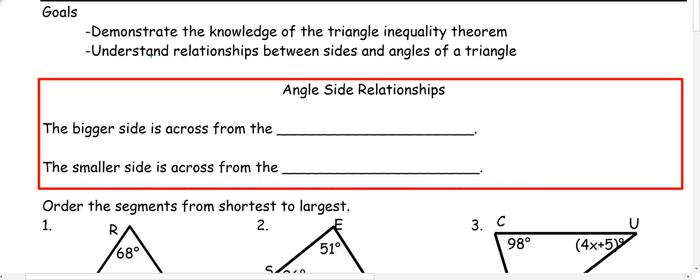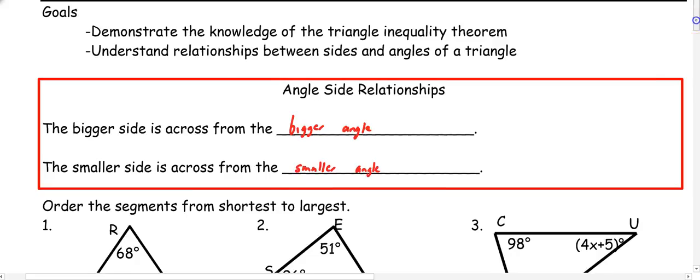This video is about demonstrating the knowledge of the triangle inequality and understanding the relationships between sides and angles of a triangle. So the angle-side relationships: the bigger side is across from the bigger angle, and the smaller side is across from the smaller angle.